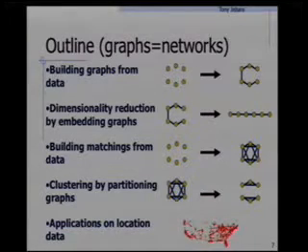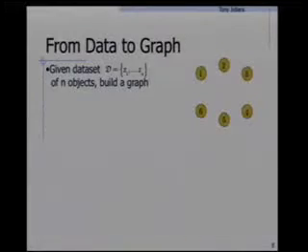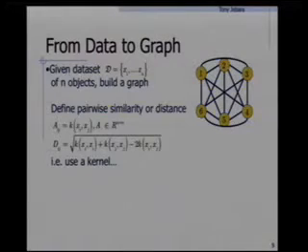And after we've looked at some of these tools, I'll go back and talk about the graphs you can build from location data. So how do we go from data to a graph? There are many ways to do this. I'll just go through some of the simplest ones. I'm given some sample data. So these are 6 samples, x1 to x6. These could be pictures of cats or any type of observation. And one thing you could do is build a graph between these types of objects.